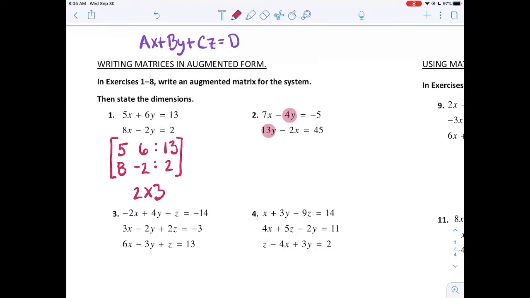So let's go ahead and write our matrix. Our first one's okay. We need 7, negative 4, colon for an equal sign, negative 5. But our second one, we need to start with the x value and not the y value. So we're going to say that it is negative 2, followed by 13, and then 45. Again, we want to state the dimensions of the matrix. This one also has 2 rows and 3 columns, so it is a 2 by 3 matrix.